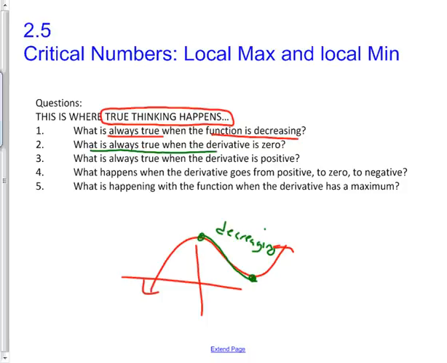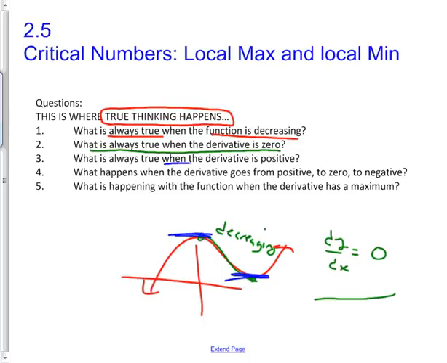What is always going to be true when the derivative is 0? So let's think about when the derivative is 0. If dy dx equals 0, what does that mean? It has a slope of 0, so it's a flat line. Where is that occurring? Looks like it might occur there and there. So what's always true when the derivative is 0?